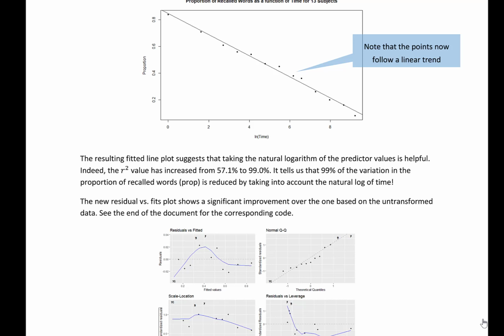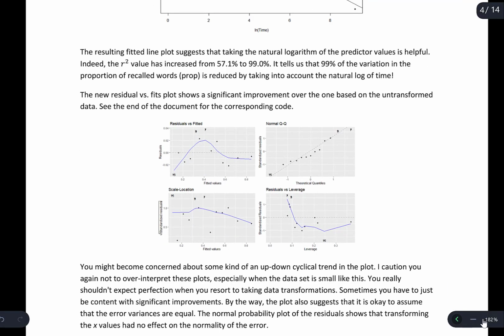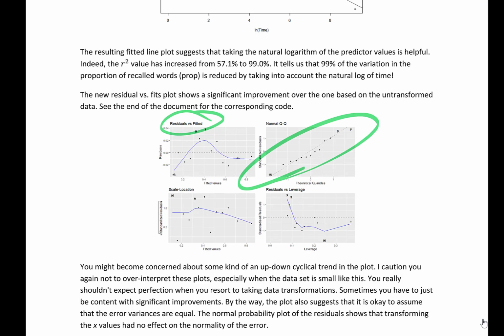This tells us that 99% of the observed variability in proportional recalled words is reduced by taking into account the natural log of time. If we look at our residuals versus fitted, that looks much better, and I'll make another comment here in just a minute. Now it is appropriate to look at that normal QQ plot, and we can see we do have something that isn't violating the normality assumption, so that looks really good.